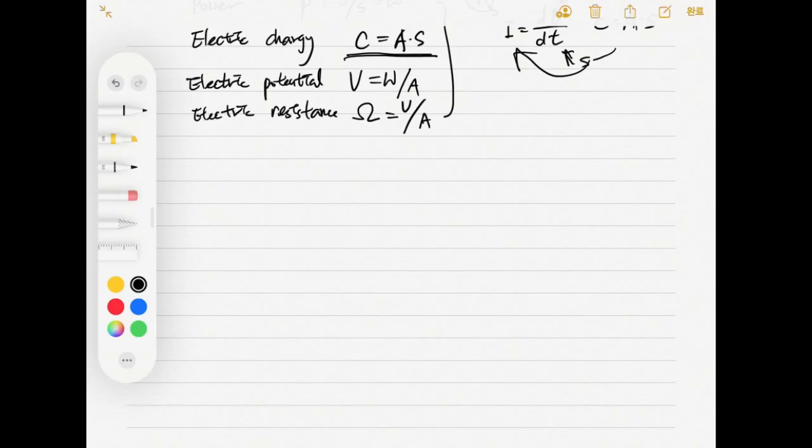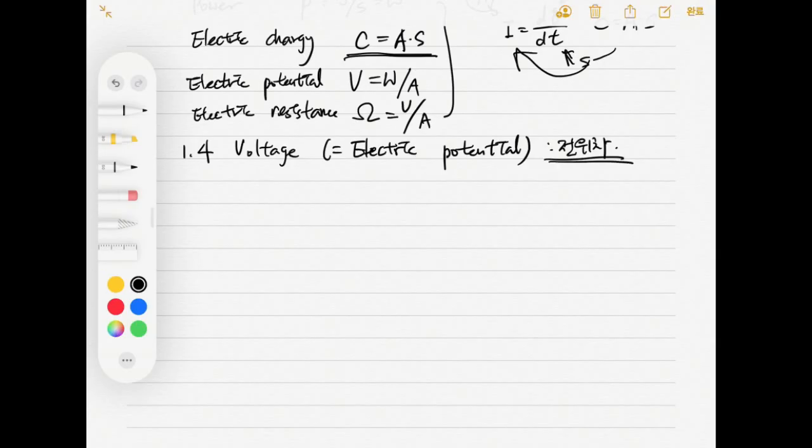Then, okay, we'll study 1.4, the voltage. In the same word, it is electric potential. In Korean, this is Ch01. Maybe we will learn electromagnetics, in Korean 전자기학. Then we will study the physical meaning of electric potential.